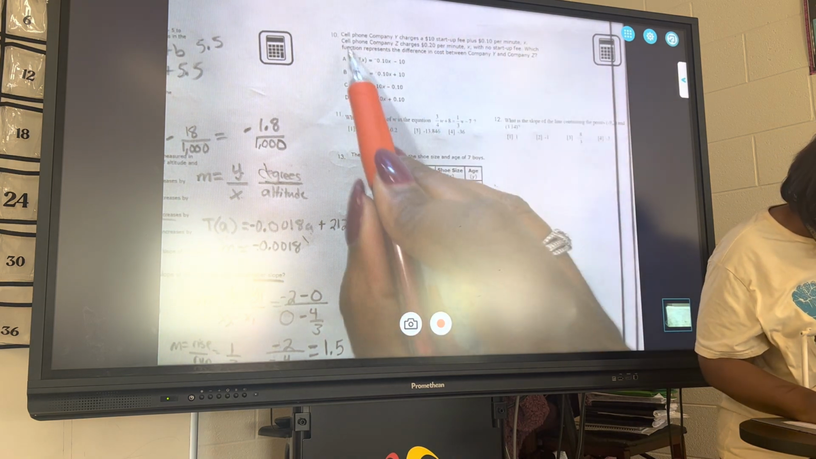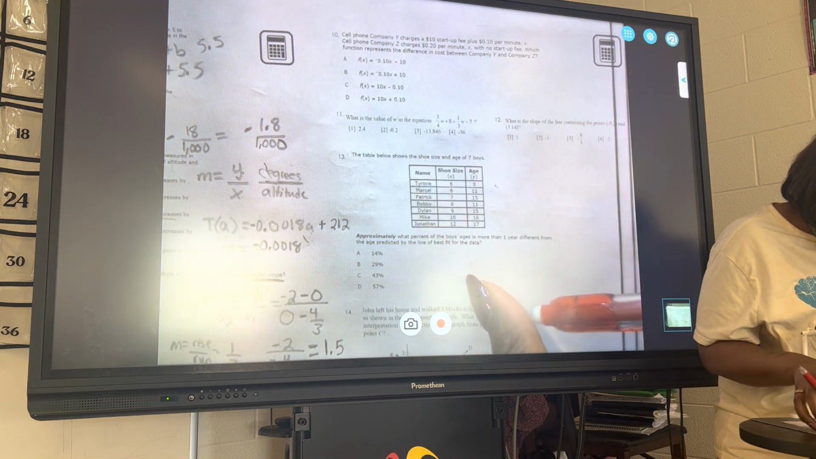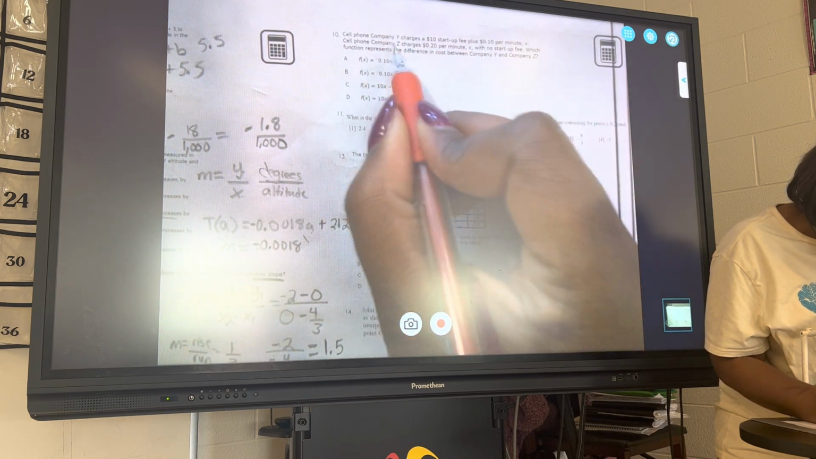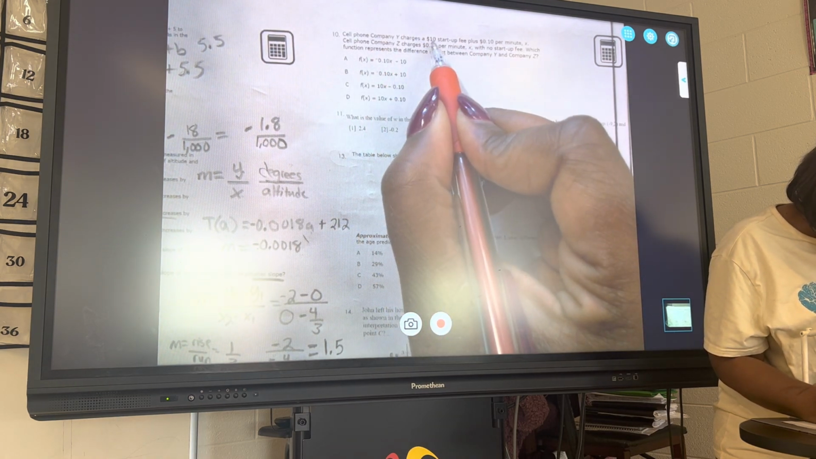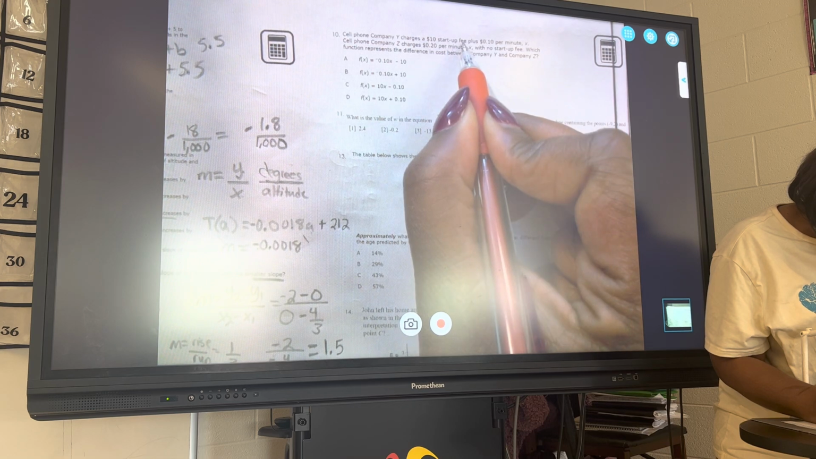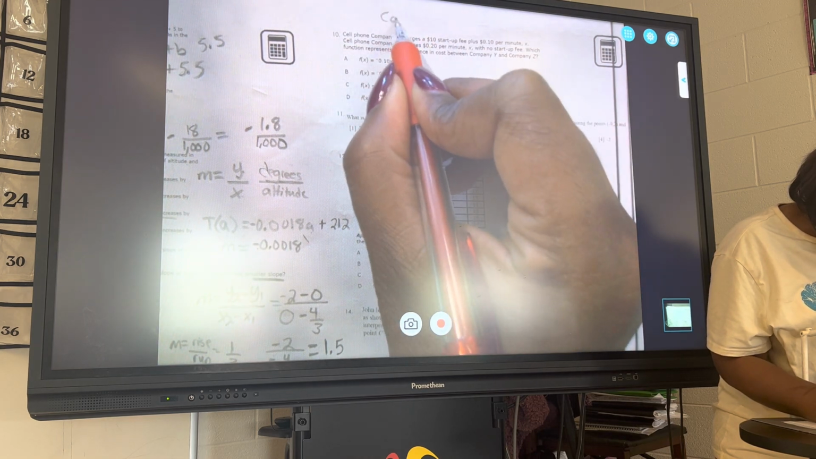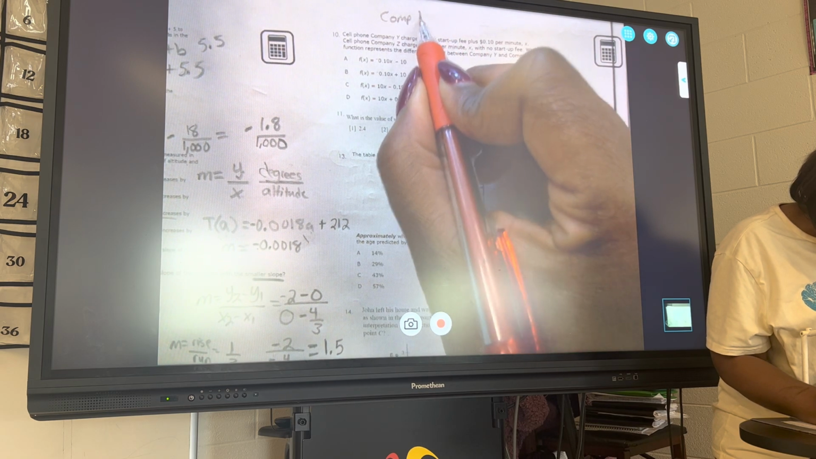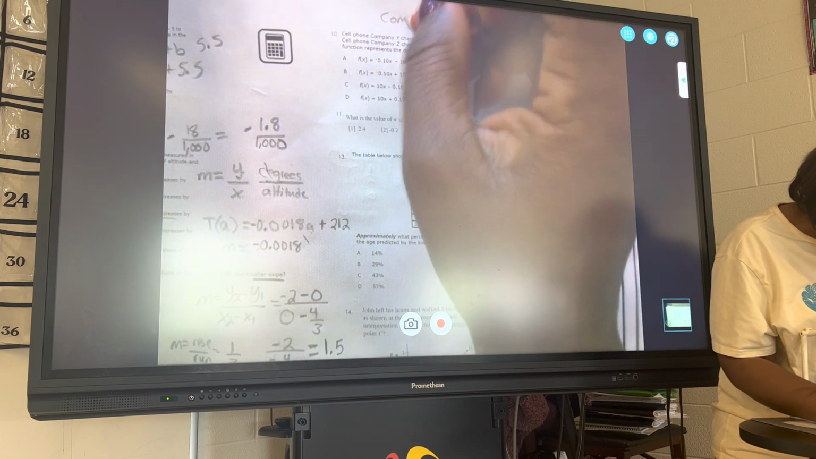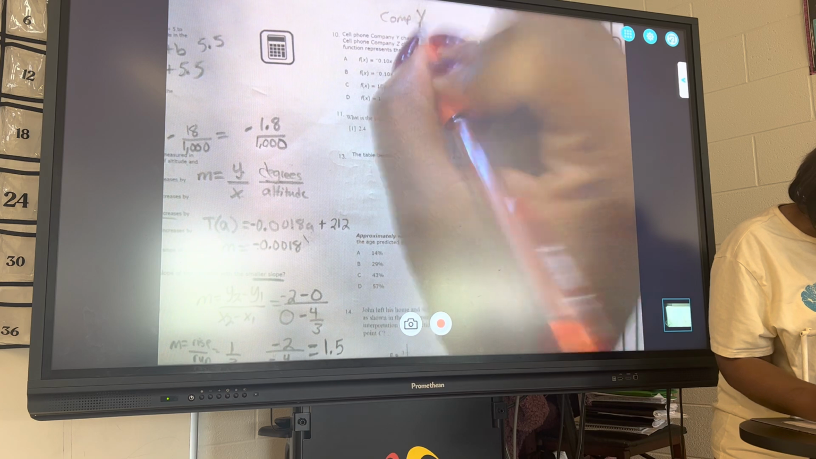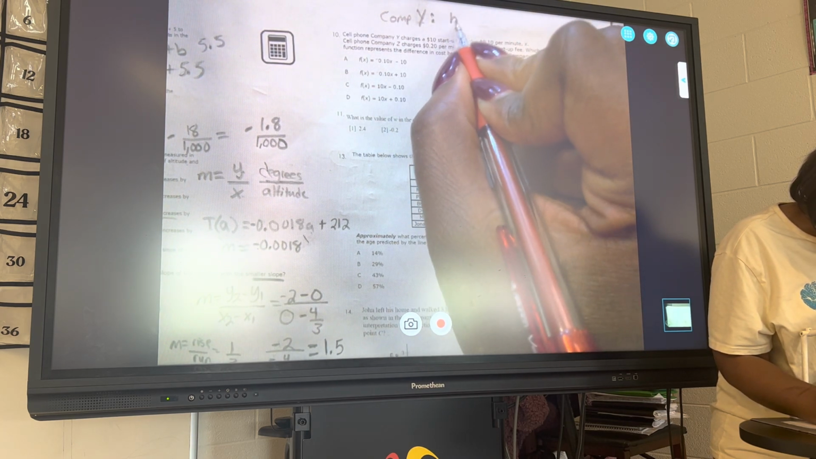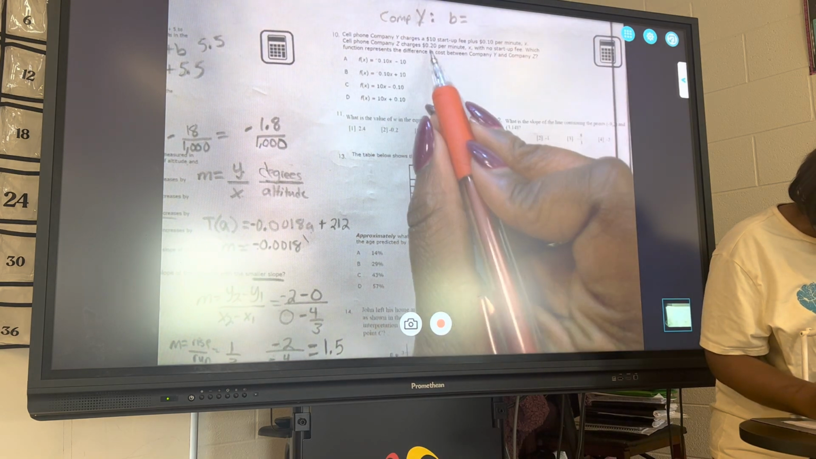Okay, so number 10 says a cell phone company Y charges $10 for a startup fee. So we're talking about the first company, company Y. That is going to be, write the equation. For this company, your B, your starting amount, is 10.